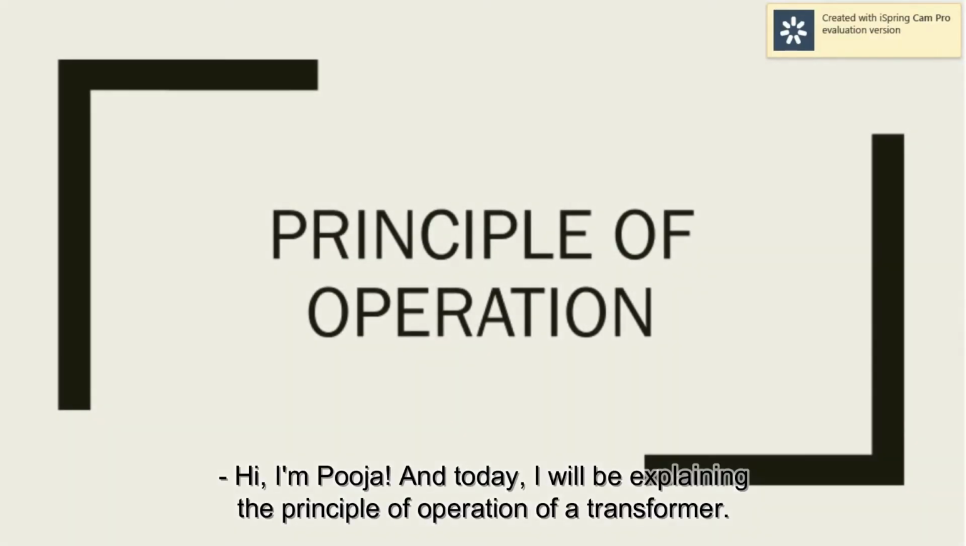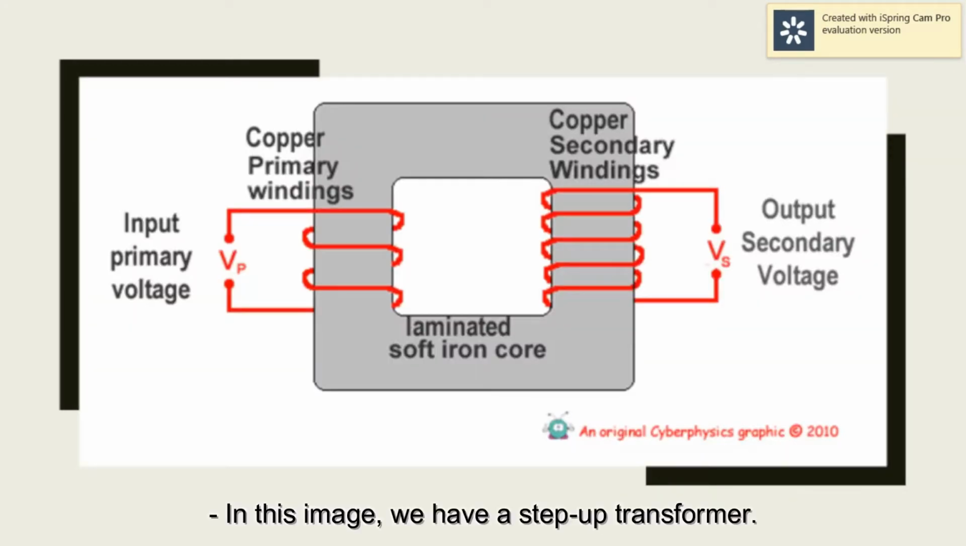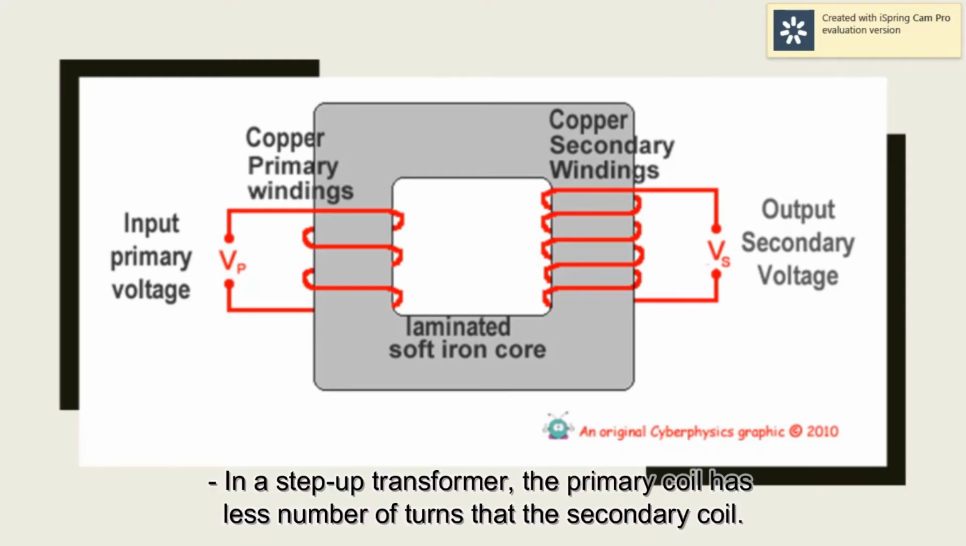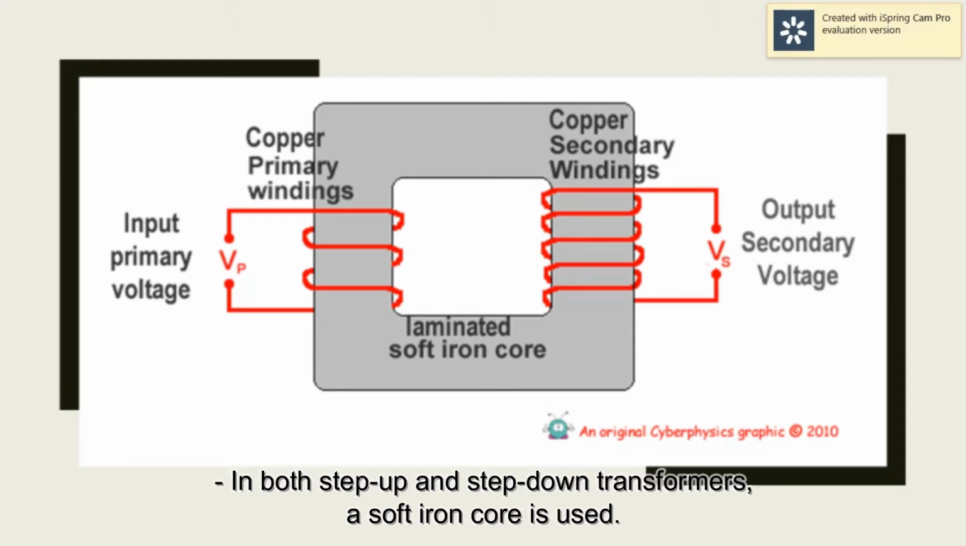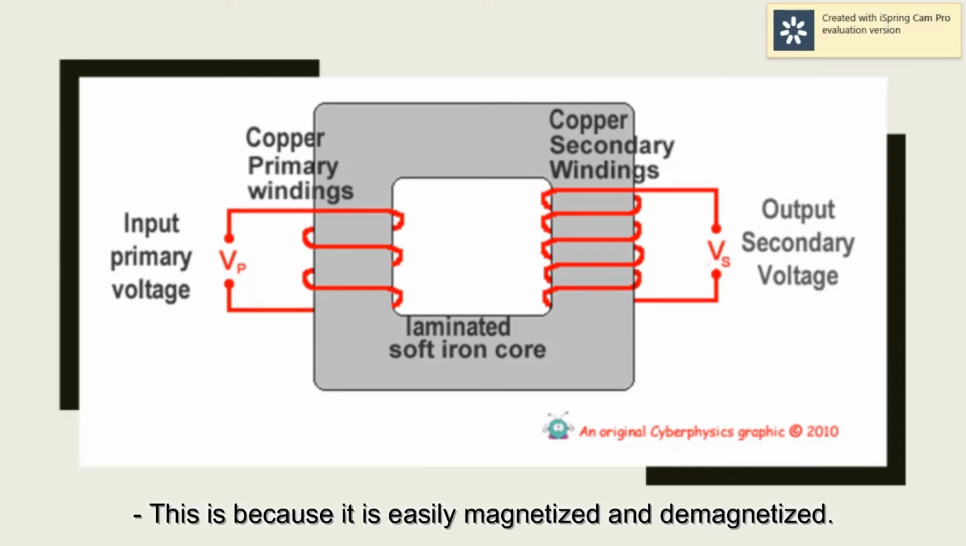Hi, I'm Puja, and today I will be explaining the principle of operation of a transformer. In this image, we have a step-up transformer. In a step-up transformer, the primary coil has fewer turns than the secondary coil. In both step-up and step-down transformers, a soft iron core is used. This is because it is easily magnetized and demagnetized.